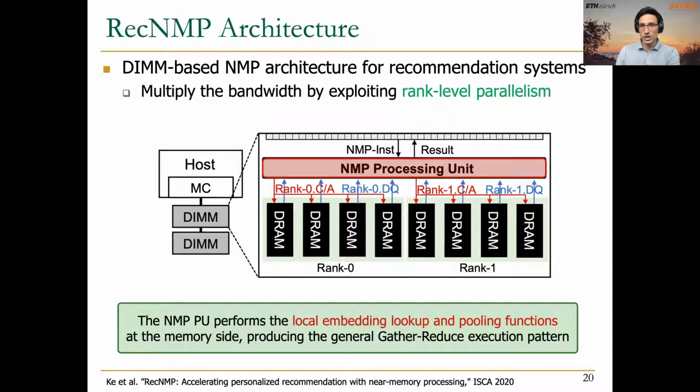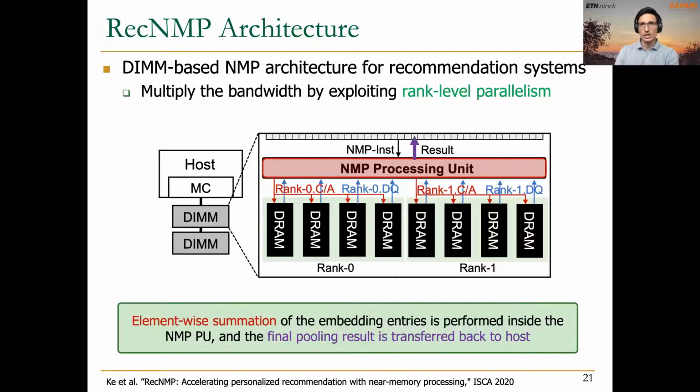Then the near memory processing unit performs the local embedding lookup and pooling functions at the memory side, producing these general gather-reduce execution patterns. So they access the embedding tables and then they perform the reduction operation before sending the results to the host. This operation is an element-wise summation of the embedding entries and is performed inside the near memory processing unit, as I said, and the final pooling result is transferred back to the host.